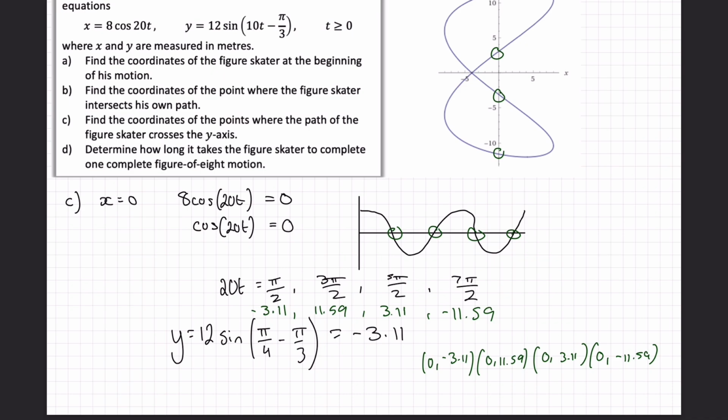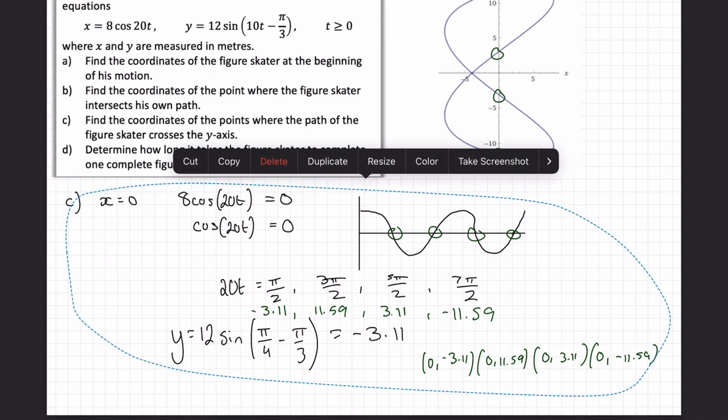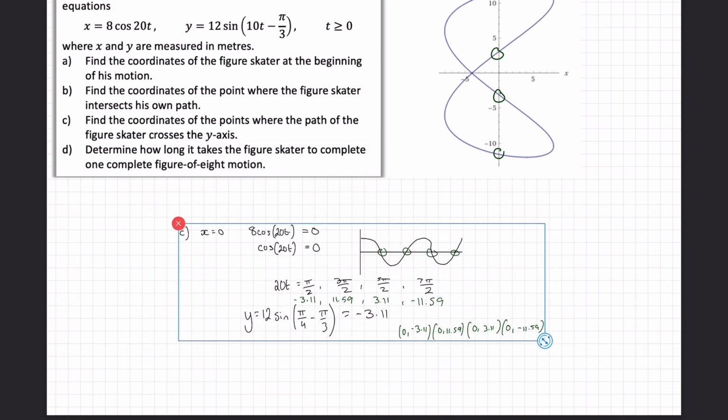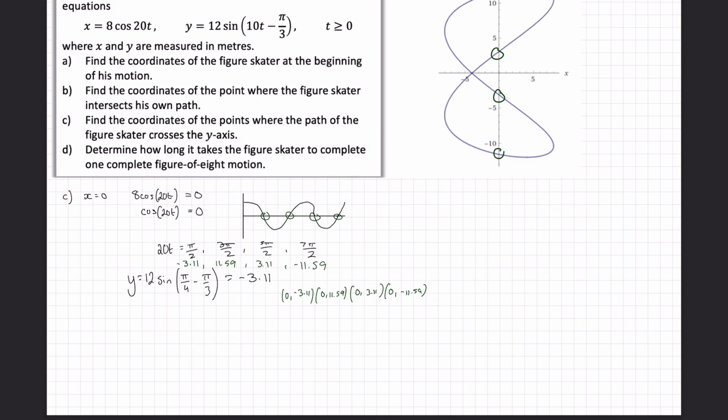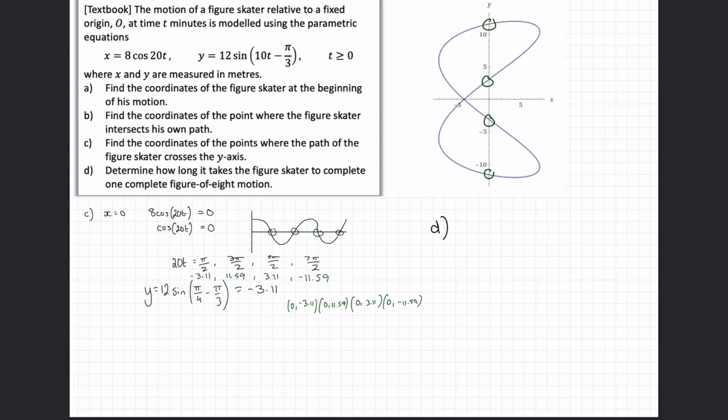Okay, last question. I'll make this a bit smaller now. I'll resize that. Okay, part D. Okay, for part D, we want to determine how long it takes for the figure skater to complete one figure of 8 motion. Well, what we can see for the x point, let's pretend we started here.